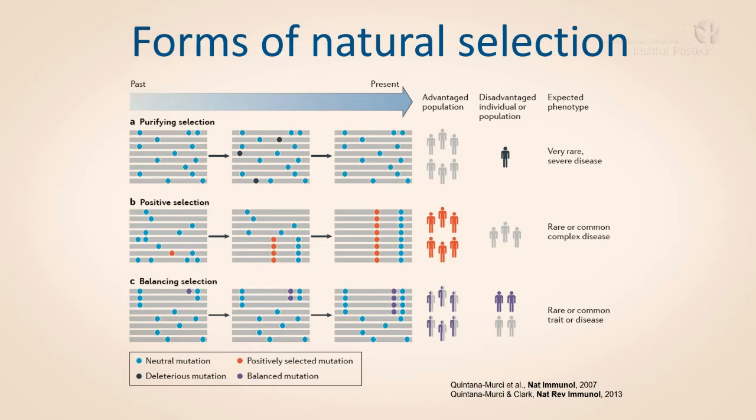Let's take the example in the middle, positive selection. You can see that you have different chromosomes with neutral mutations in blue. But you can see that there is a mutation in red that appears. And this mutation is advantageous, allows us to better reproduce and survive, let's say because this mutation confers a better resistance against malaria. So as you can see, this mutation will increase in frequency in the population to allow the population to get better resistance against malaria.